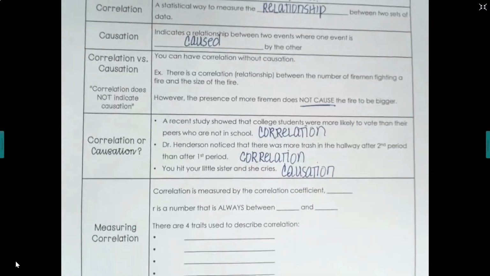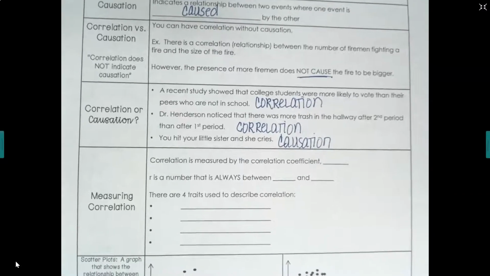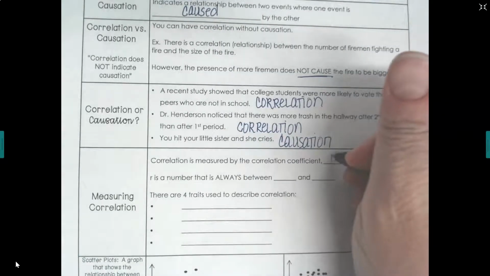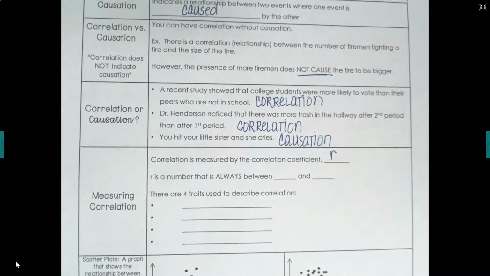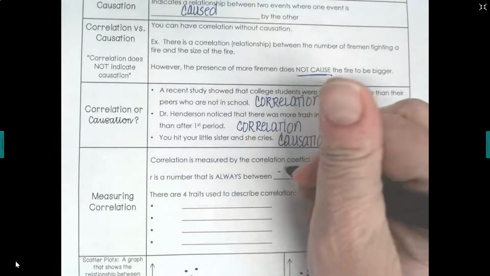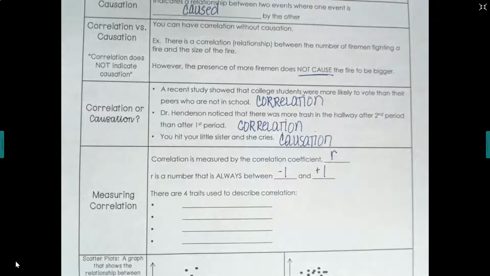Now, when we measure correlation, it's a number, okay? And you're always going to use the same variable when you're talking about this number. That variable is going to be R. R stands for correlation. And it will always, always, always be a number between -1 and +1.